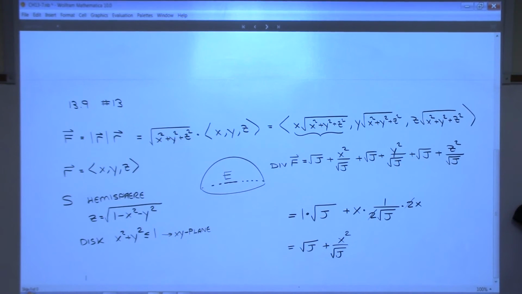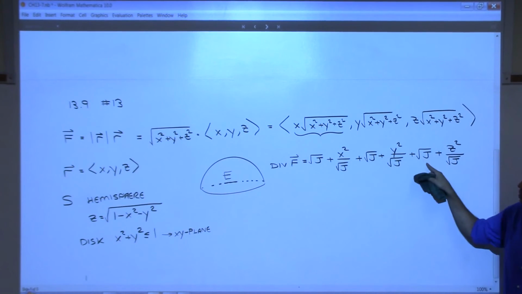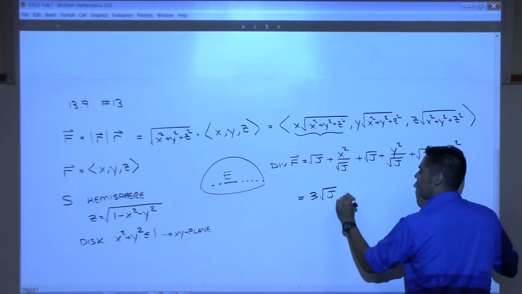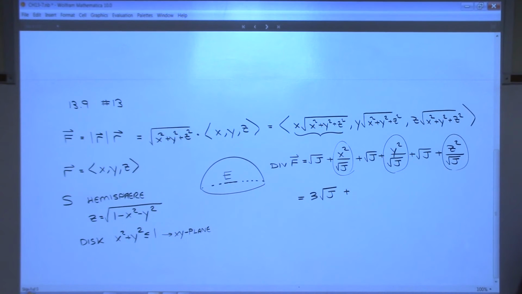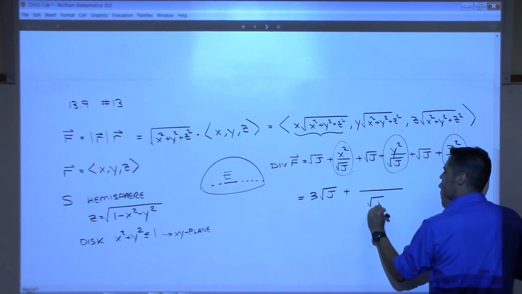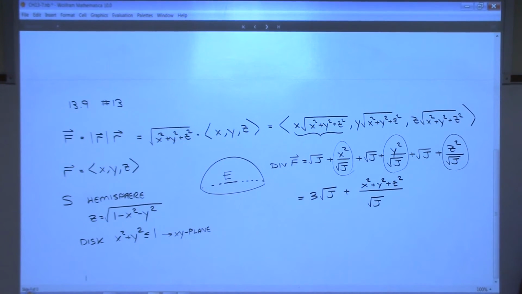All right. What can I do here? I've got 3 things that are identical. Root, root, root. So 3 of those. So this is 3 roots of junk plus, and then the things that remain all have a root junk on the bottom, right? So I can combine them together into one fraction, and I'll have root junk on the bottom, x squared plus y squared plus z squared. But what is x squared plus y squared plus z squared? That is the junk. That is the junk, isn't it?